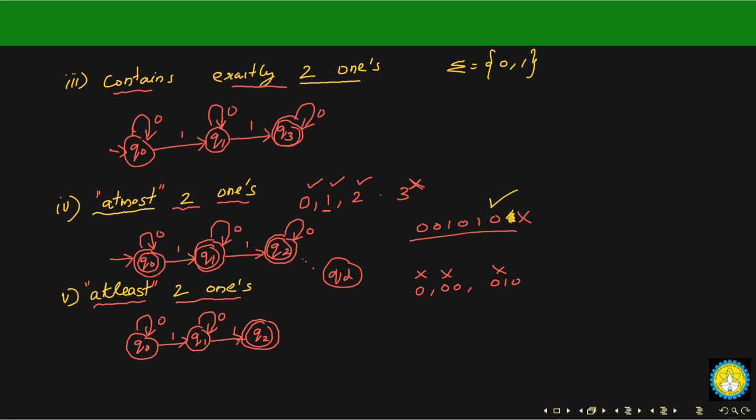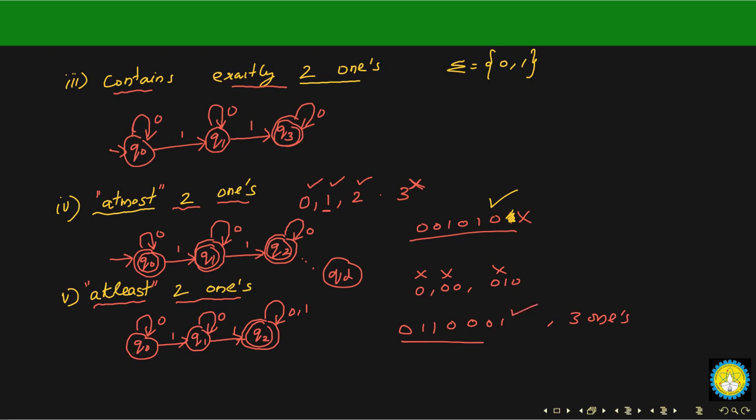From Q2 you are not bothered about seeing any number of 1s or zeros, so you can have a transition on 0, 1. This means that after I have seen 2 1s, I can see any number of zeros or 1s. That's not an issue. So let's look at an example here. Suppose my string is 0, 1, 1, 0, 0, 0, 1. This is a valid string, even though it contains three 1s. This string contains 3 1s, and we need only at least 2 1s. So this string has to be accepted.